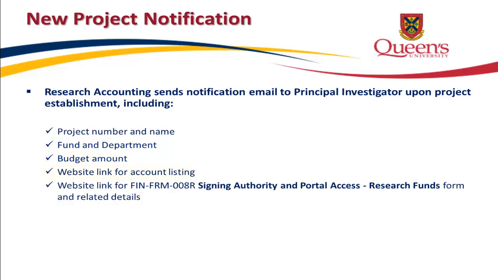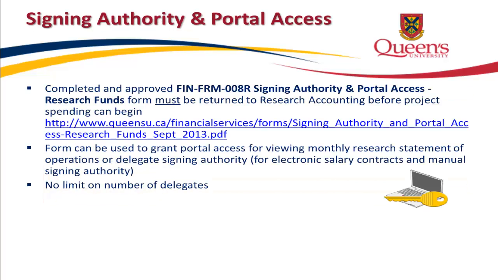Additional details regarding expense accounts and the signing authorization and portal access form for research funds are also included in the email. A completed and approved signing authority and portal access form must be returned to Research Accounting before project spending can begin. This form can be used to grant portal access for the purpose of viewing the monthly research statement of operations. It can also be used to delegate manual signing authority as well as signing authority for electronic salary contracts. There is no limit on the number of delegates which can be assigned.